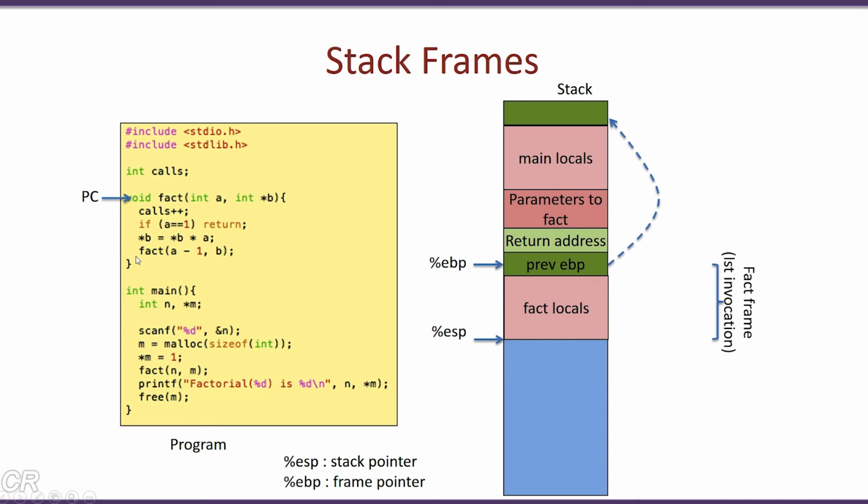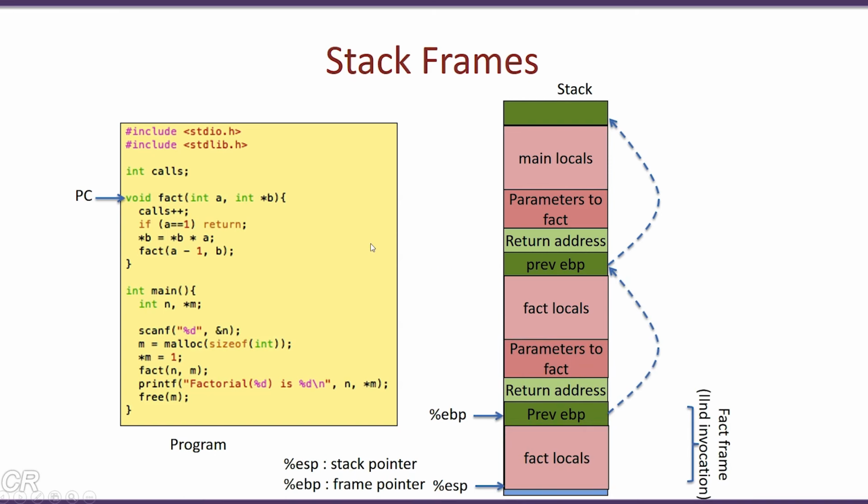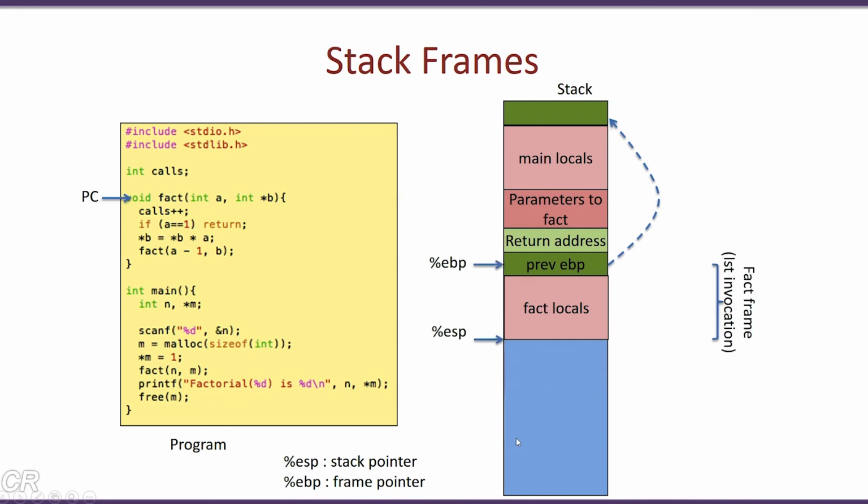As the fact function executes, it will recursively invoke the fact function. In a very similar way as we have seen before, when the fact function gets invoked again, the parameters to fact, the return address and the previous EBP get pushed onto the stack, and similarly there is space present for fact's locals. So on the first return from the stack, the previous base pointer, which is pointing to the previous frame, gets loaded into the base pointer, and therefore we would get the new fact frame.